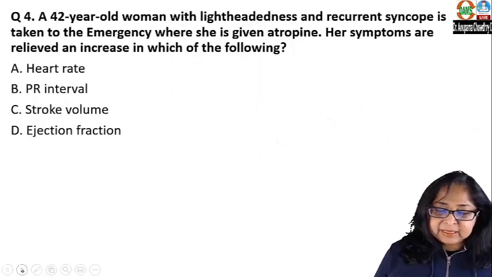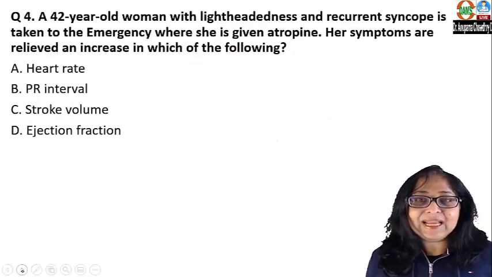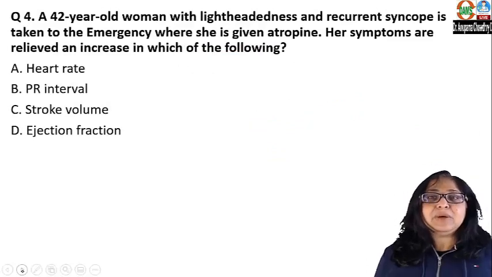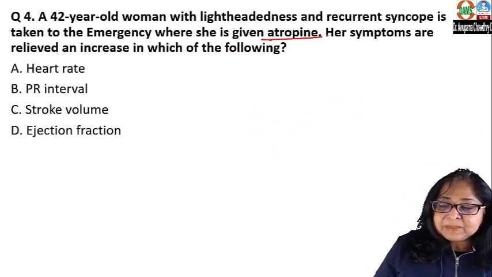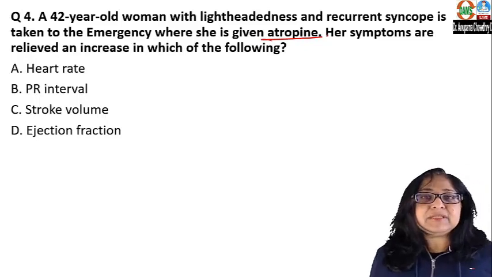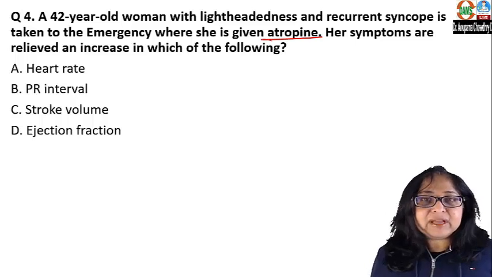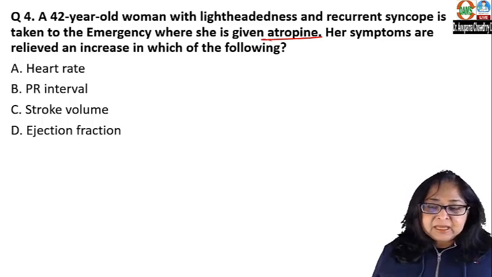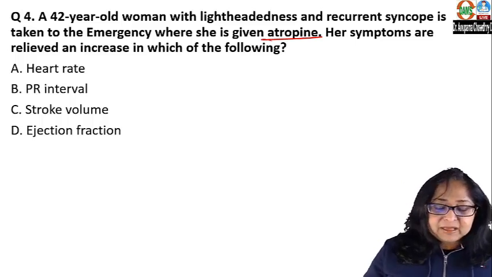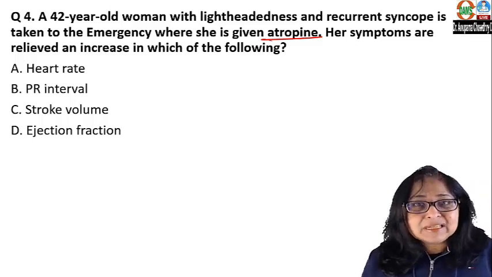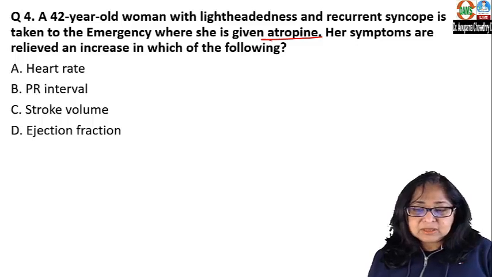Next, a 42-year-old woman with lightheadedness and recurrent syncope is taken to the emergency where she is given atropine. Her symptoms are relieved by an increase in which of the following? So basically here is a patient of lightheadedness and recurrent syncope who is taken to the emergency where she is given atropine. So we really do not know what is the reason for her syncope.